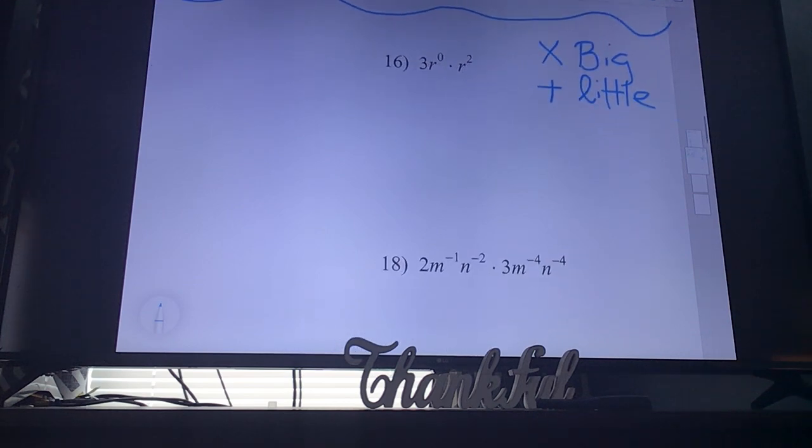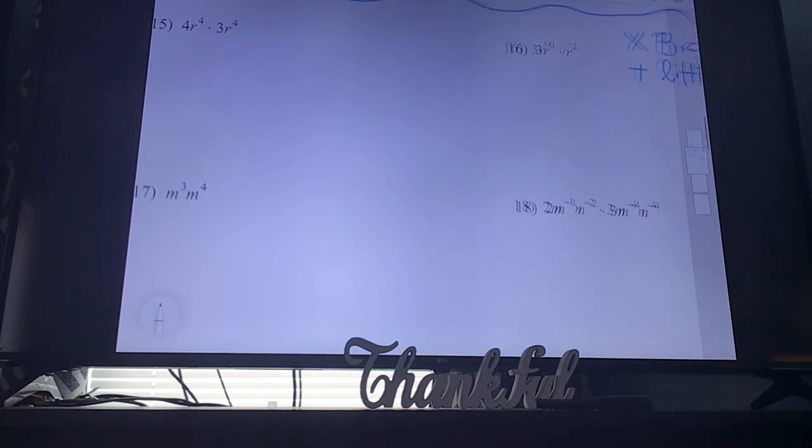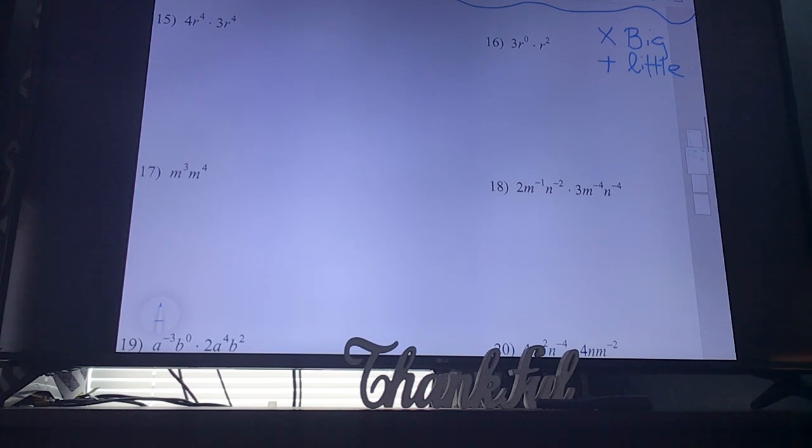And so, for number 15, we need to multiply the bigs. So my bigs are 3 and 4. So what is 3 times 4? Well, 3 times 4 is going to be 12. And we add the littles. So it's going to be r to the 4 plus 4. So you're going to have 12r to the 8. And you always ask yourself, is there any negatives? Is there any zeros?